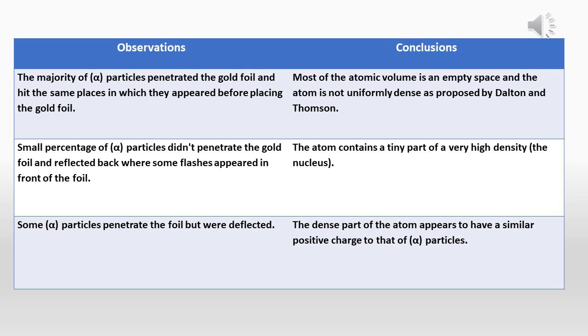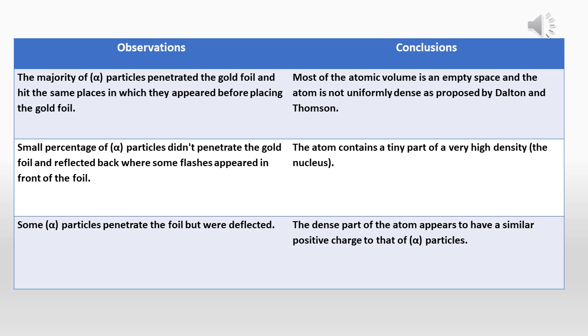Conclusion: most of the atomic volume is empty and not solid as Dalton and Thomson proposed. Number two, the appearance of some flashes on either side. This means a small percentage of alpha particles do not penetrate and are reflected back. Conclusion: the atom contains a tiny part of very high density that is called the nucleus.